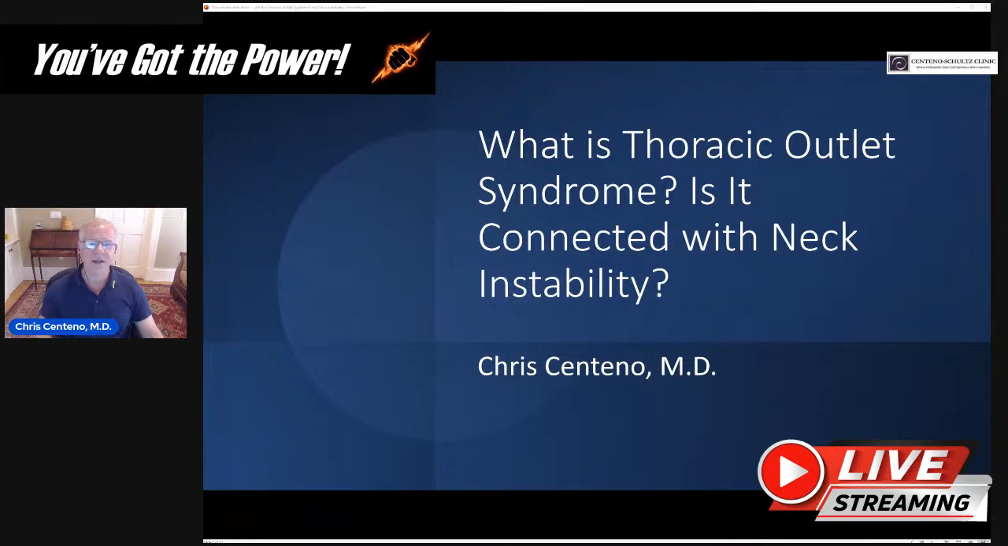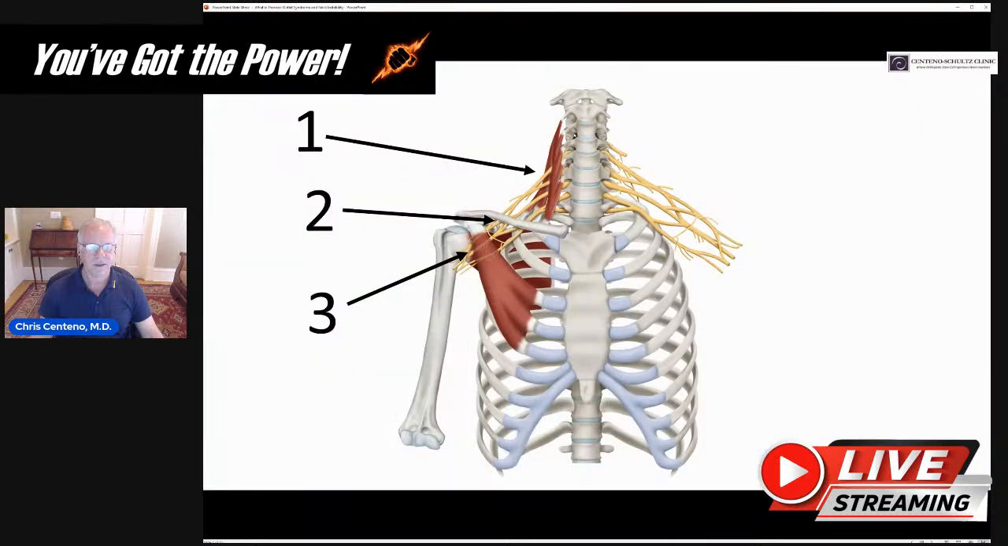What is thoracic outlet syndrome? Is it connected with neck instability? So the thoracic outlet is basically three different places. It's not just one. And I know my cursor is large on my screen, but small on yours. So I'll move it around a lot, see if you can see it.